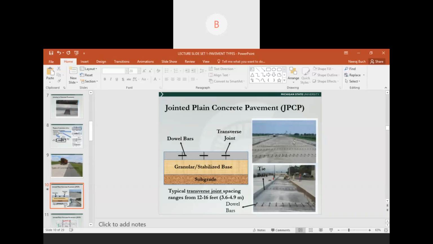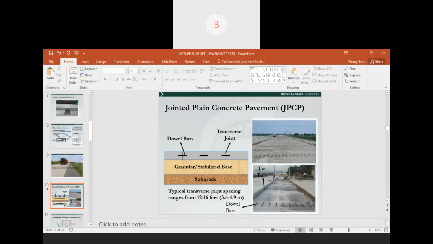What you're seeing in these two pictures on the right are construction projects for jointed plain concrete pavements. And so what you're seeing here are the dowel bars that have been placed, and these would be the transverse joints, the contraction joints that will be constructed. And then, of course, along the longitudinal joints, you can see the tie bars that will connect this newly constructed lane with this lane, which is ready to be constructed.